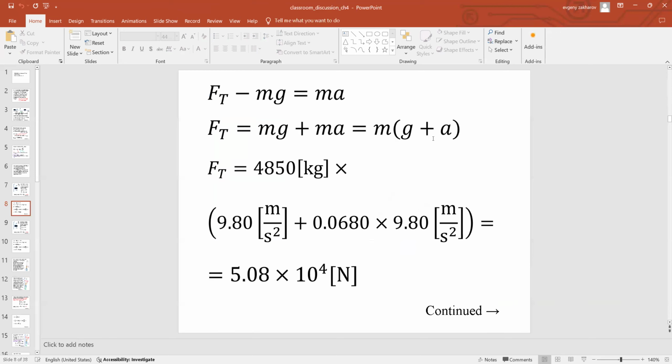Do the math. You can see that tension is indeed the maximum because you're going to get regular mg, the weight, and extra ma. So overweight, if you wish. And you get 51,000 newtons as the result. So maximum is 51,000.